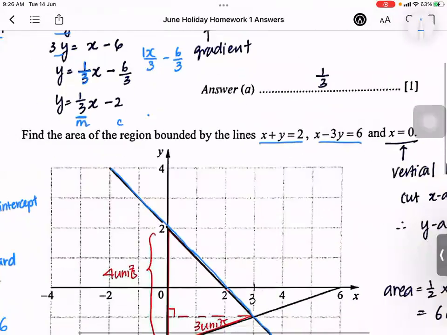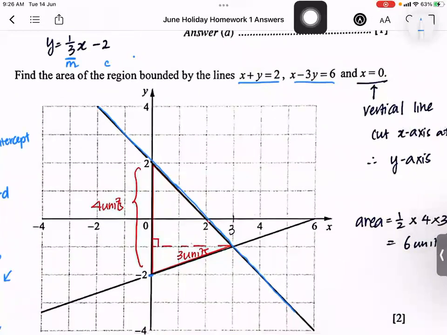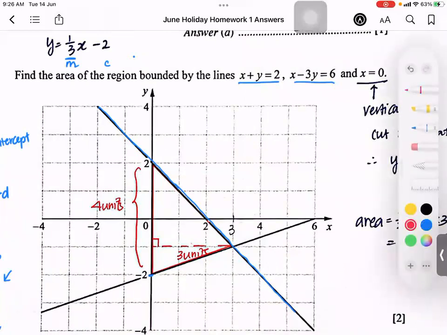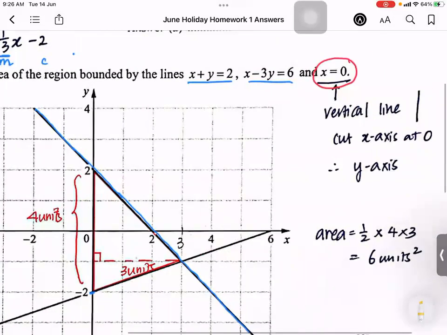Okay, next part. This one is an application just to test whether you know what exactly x equals 0 is over here. Find the area of the region bounded by the lines. If we do it wrongly, we may think that this one over here is my triangle. There are many different triangles. I can have this triangle, I can have this triangle. How do I know which is the correct triangle? That depends on whether you know how to read this equation or not.